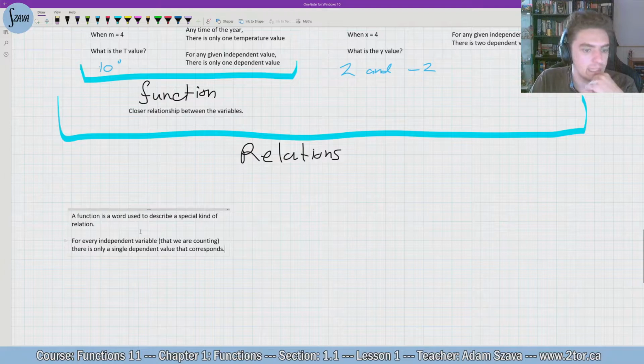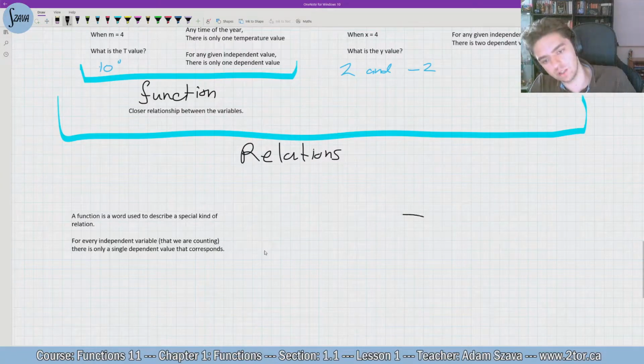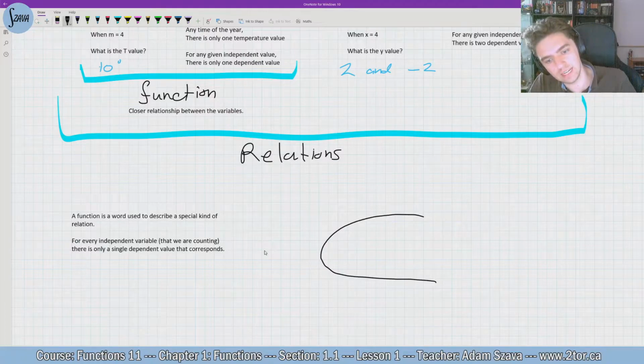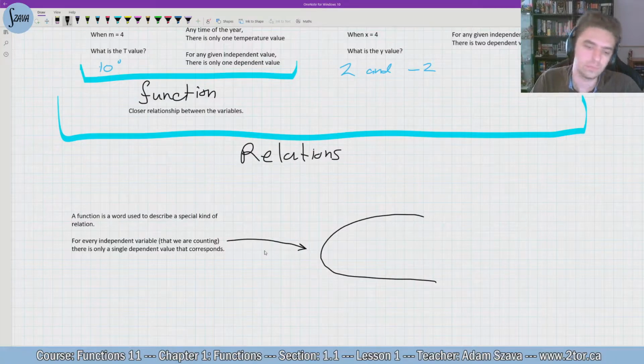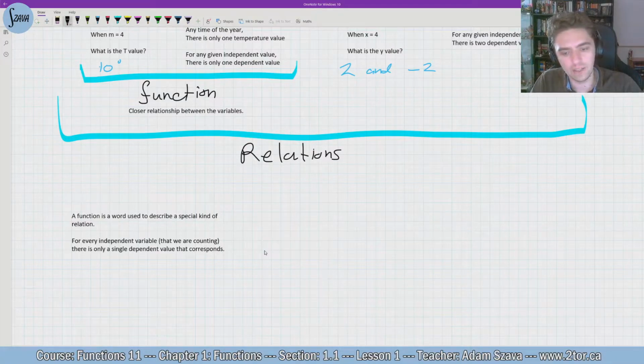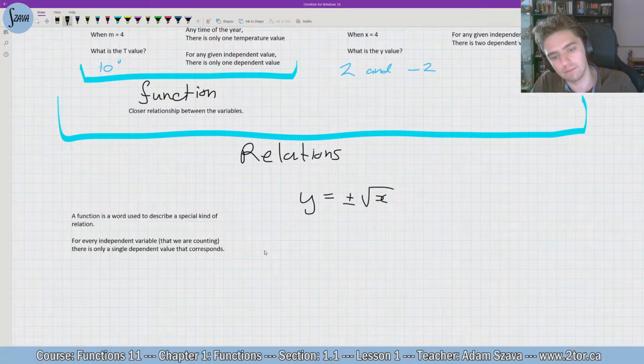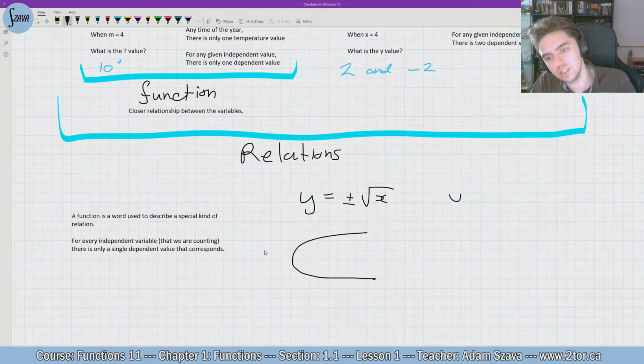So yeah, that's it. It's a special kind of relation where every independent variable that we're counting has only one dependent value. For example, in the square root function, we didn't even count this section, the negative values, because you just can't take the square root of negative numbers. So we're just not counting that. I want to note something here quickly. If I took y equals plus or minus the square root of x, it looks like this. If I just said y equals the square root of x, not plus or minus, it would just be the positive arm.